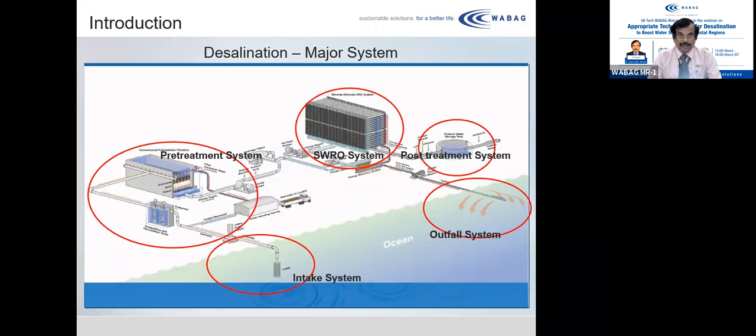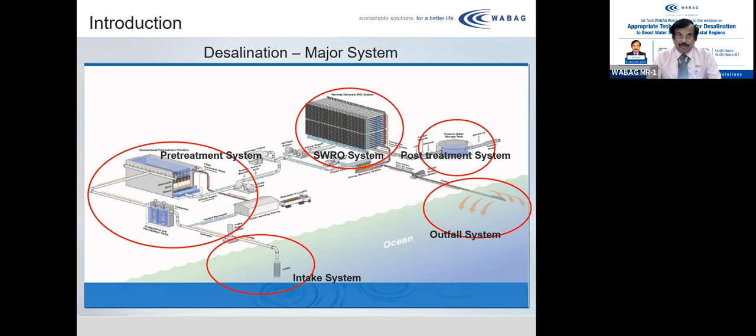So the pre-treatment's main function is to make the water from the intake suitable for admission into the seawater reverse osmosis system. The third system is the reverse osmosis system, which consists of membrane trains, high pressure pumps, energy recovery devices, and the associated control system. Then the fourth system is the post-treatment system or remineralisation system, where we condition the permeate coming out of the RO plant to be suitable for distribution to industrial, domestic or municipal applications.